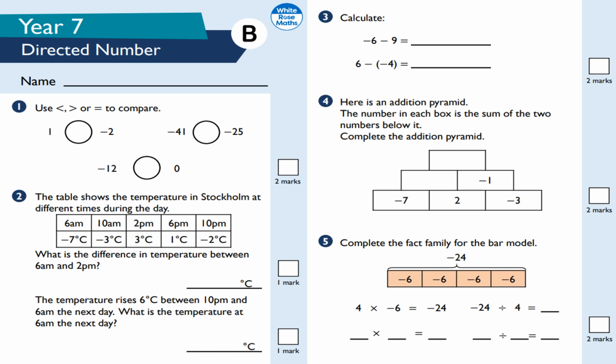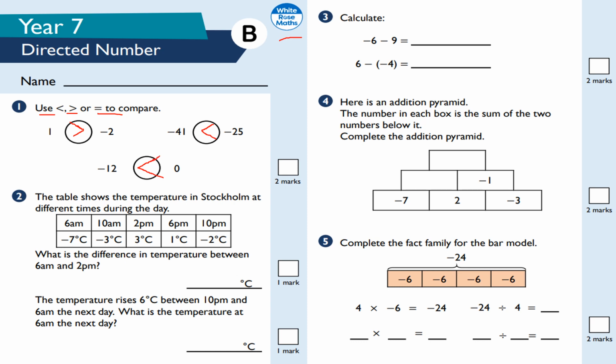We are now looking at Year 7 directed number from the White Rose Maths scheme of work. Question number 1. Use less than, greater than, or equal to compare. So 1 is greater than minus 2. 1 is bigger than negative 2. The crocodile's mouth eats the bigger number. Negative 1 and negative 25. Negative 1 actually is bigger, so my sign is going to be like that. The next one, 0 is greater than negative 12. 0 is bigger than minus 12.